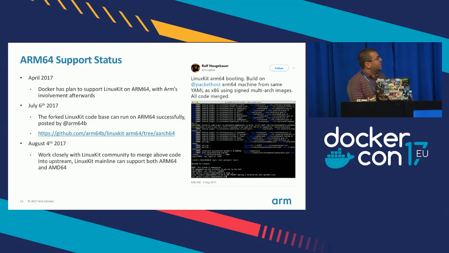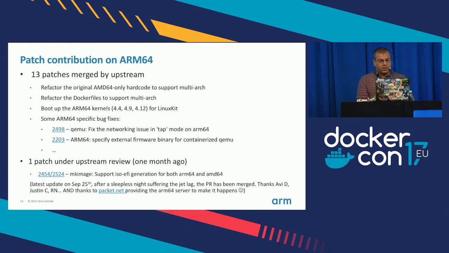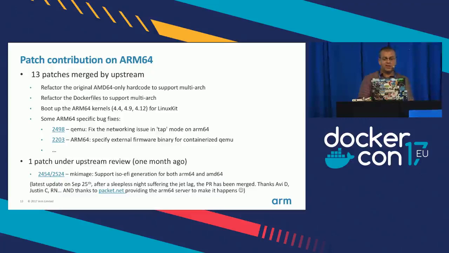Work started really in April this year. We managed to get a fork working in July, and then working with the upstream team, we managed to get a lot of that merged in August this year. It was effectively 13 patches to get merged upstream, and there was quite a bit of refactoring needed to get things in the right place. This slide is actually a little bit out of date, because that one patch that was under review has now been merged. So I'm going to demo the ISO EFI generation aspects in a second.